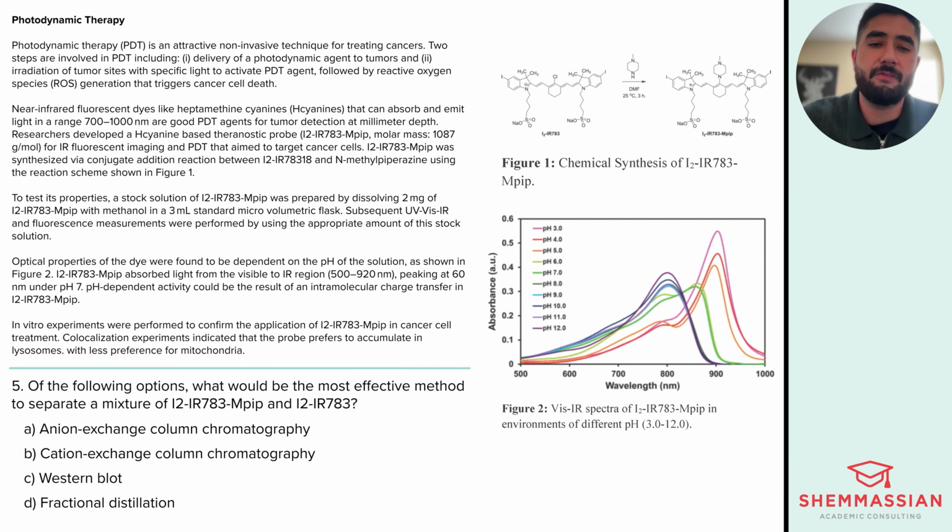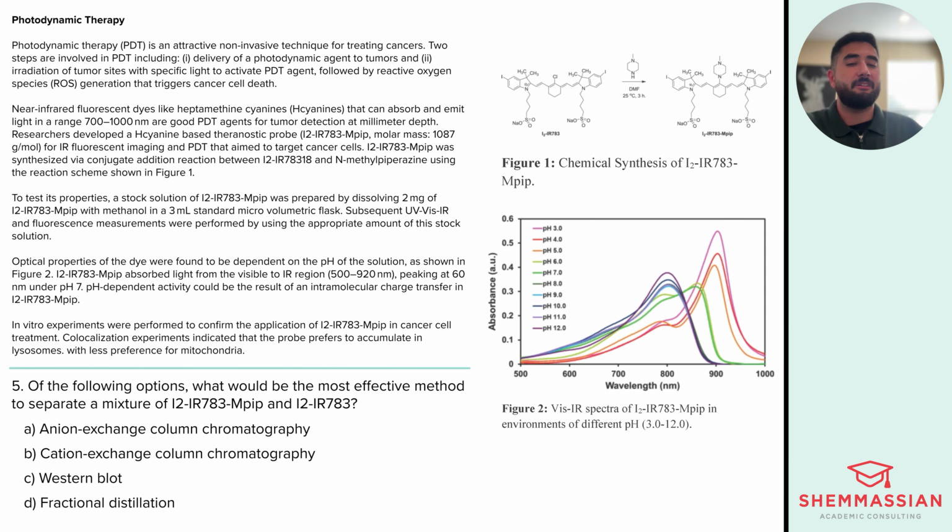It states, of the following options, what would be the most effective method to separate a mixture of MPIP and its original molecule? We have a couple of different answer options here. We have anion exchange column chromatography, cation exchange column chromatography, we have Western blot, and we have fractional distillation.